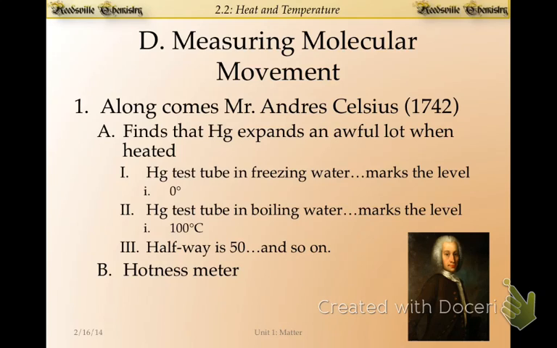Well, Greek for hotness is thermos, and so it was his thermos meter, or as we call it, the thermometer. And this is how we now measure the temperature of an object, because we know that the heat an object has is related to its temperature.